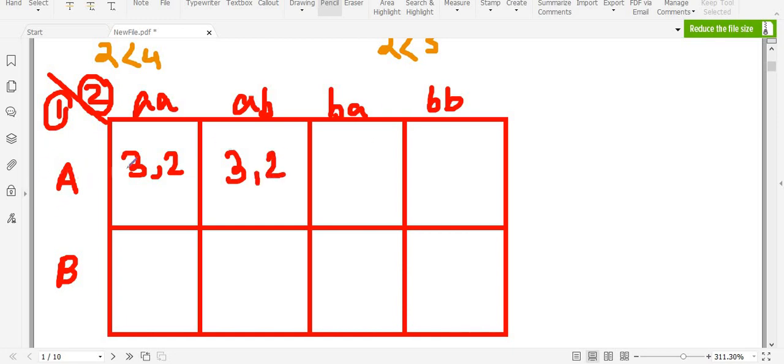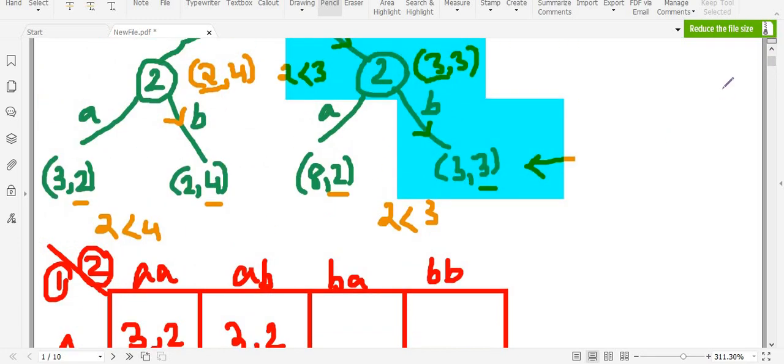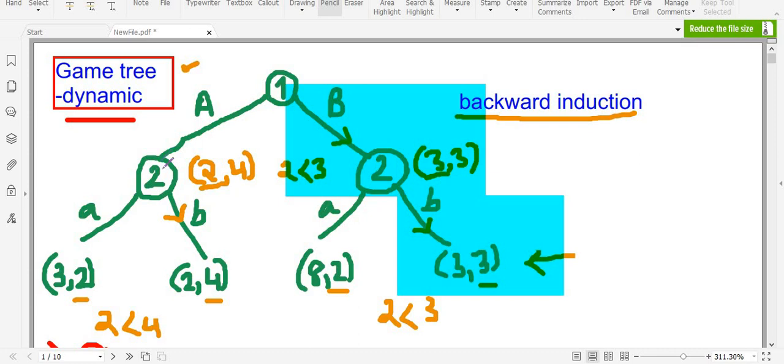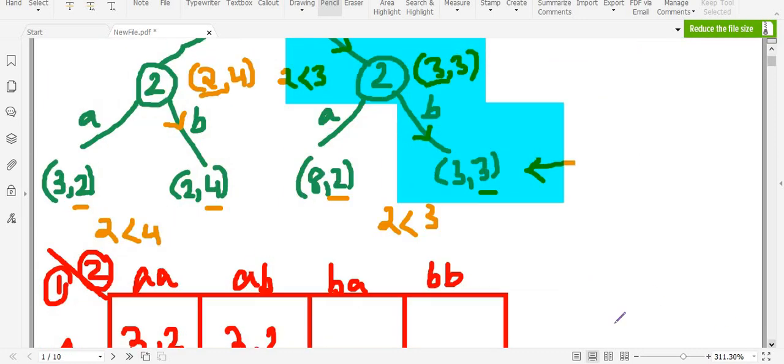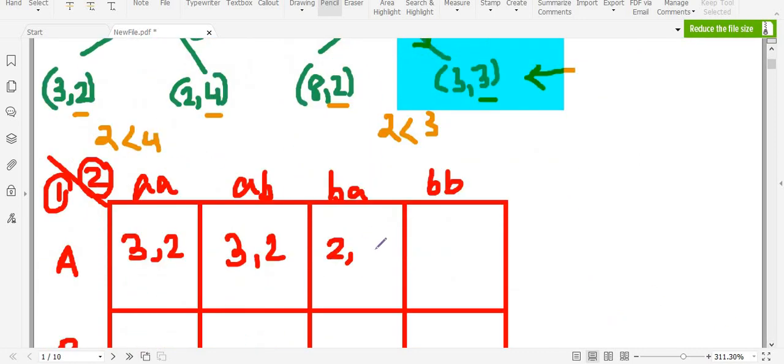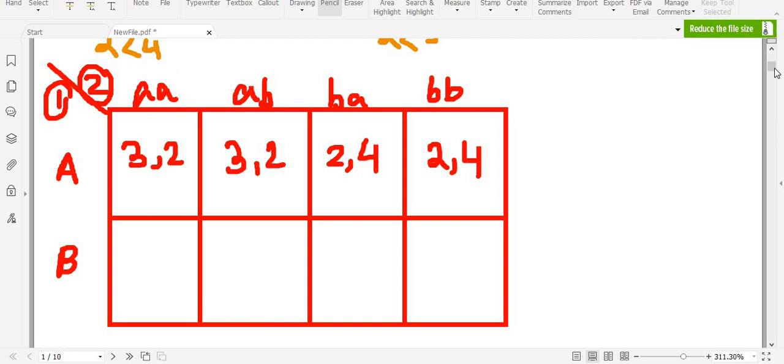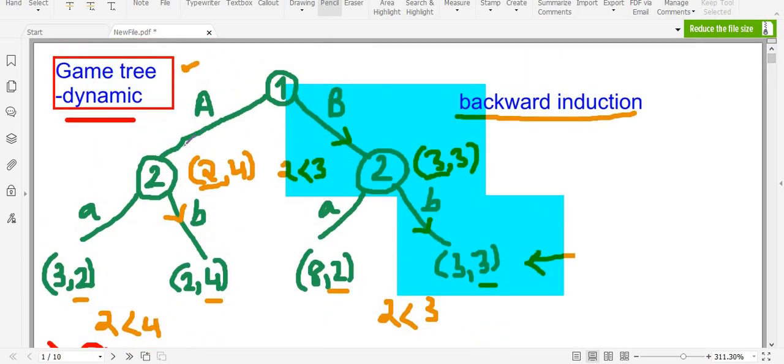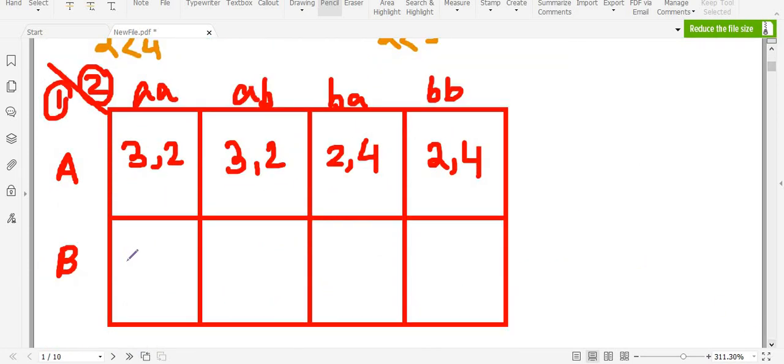Now if player 1 chooses capital A but player 2 chooses small b, the result will be different. It will be 2, 4, because player 1 chooses capital A and player 2 chooses small b. Again, if player 1 chooses capital A and player 2 chooses small b, then the result will be 2, 4. Now try to understand that if player 1 chooses capital B and player 2 chooses small a, the result will be 8, 2. So this will be 8, 2.